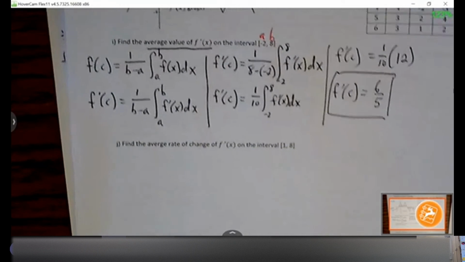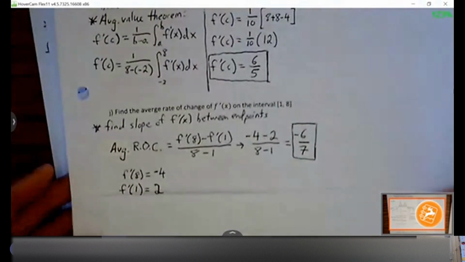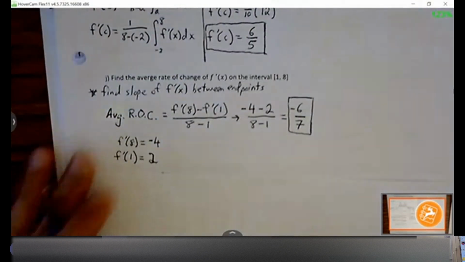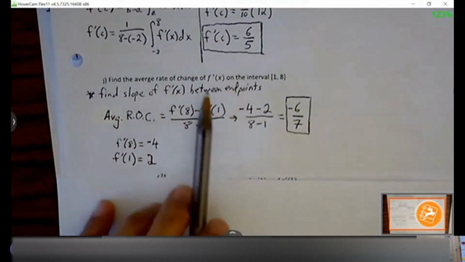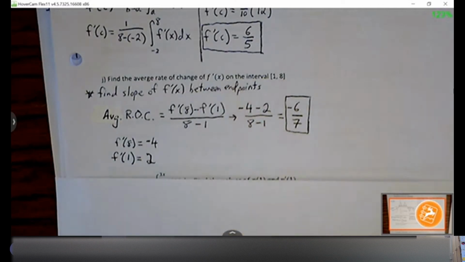Okay, part J says find the average rate of change. So average rate of change just means find the slope, right? So all I need to do is to find the slope between two endpoints. So if I do change in f prime over change in x, I end up with the average rate of change. So basically just the slope of my f prime.